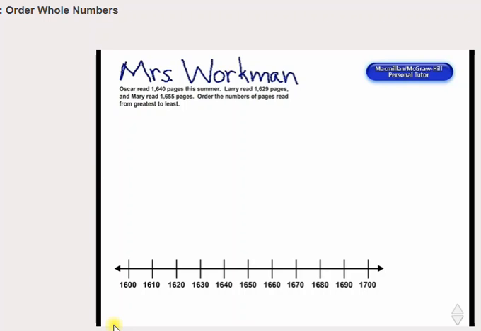Let's write the numbers down first. And let's line up the place value positions. So here's the 1,640 that Oscar read. Here's the 1,629 that Larry read. And here's the 1,655 pages that Mary read.